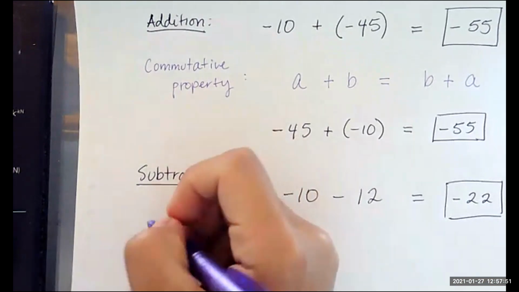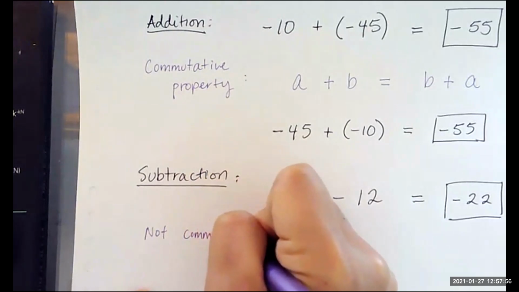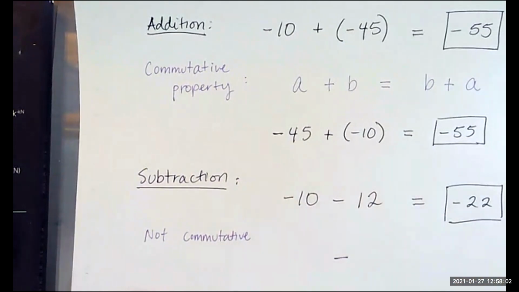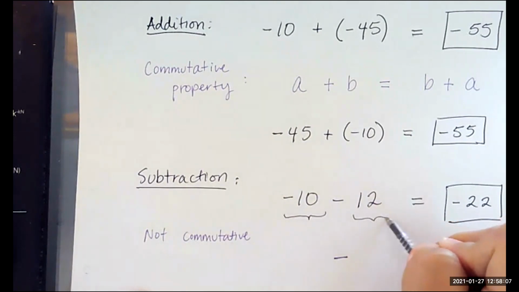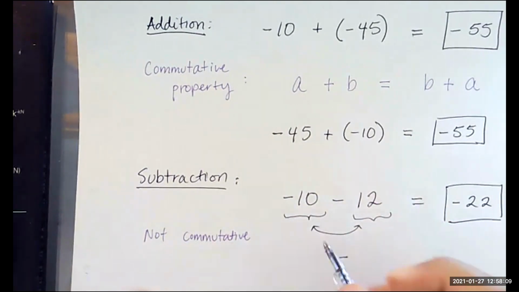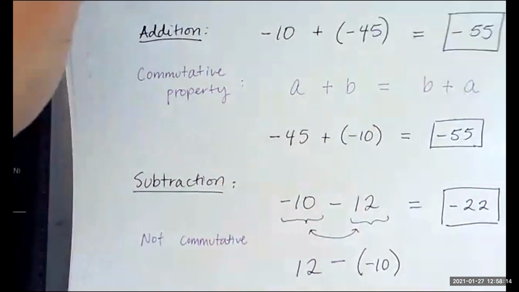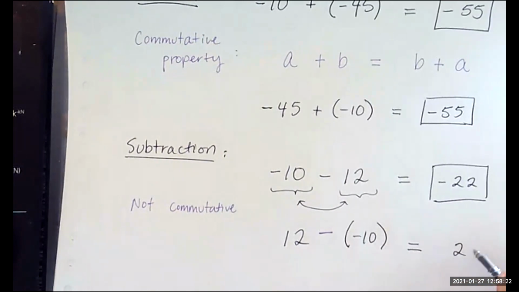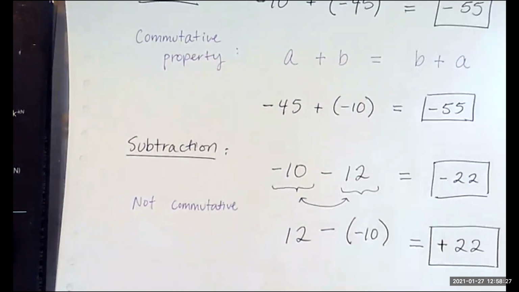But here, we would say that subtraction as an operation is not commutative. Because if I keep this as subtraction, but I switch the order of the numbers, I put 12 minus negative 10, we'll see that the result here is actually going to be positive 22. And I'll put a plus here just to be really clear. Positive 22.